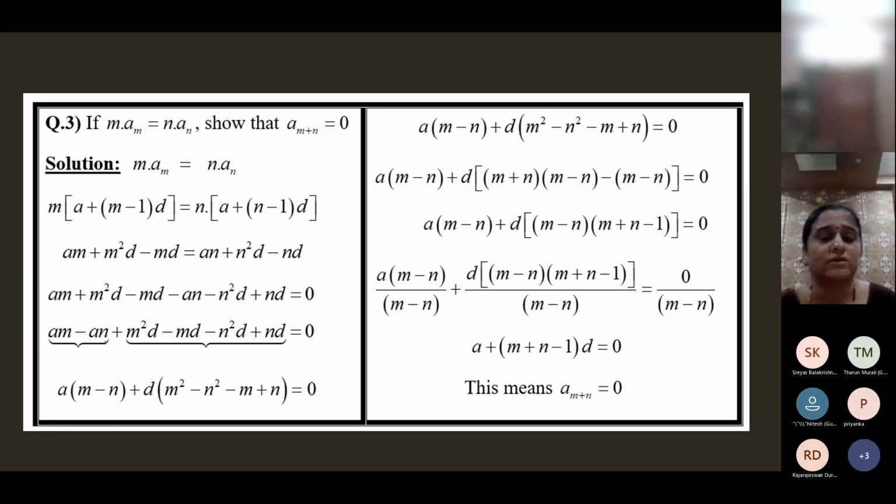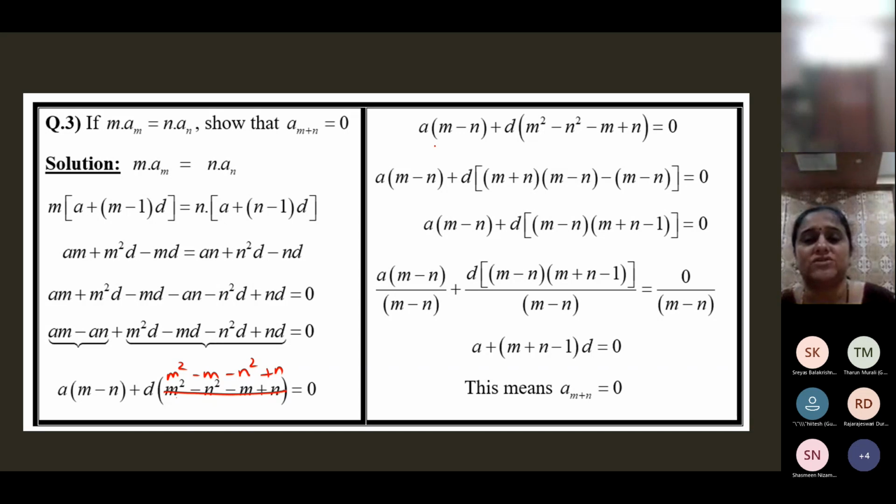Then take out A common. We have grouped the 2 terms that have A. So take out A common. In the bracket, you will get M minus N. And here D is common. So in the bracket, you will get M square. Maybe here you can write m square minus m minus n square plus n. You can write it like this here. A is common, m minus n plus d is common. Then in the bracket you would get m square minus m minus n square plus n is equal to 0.